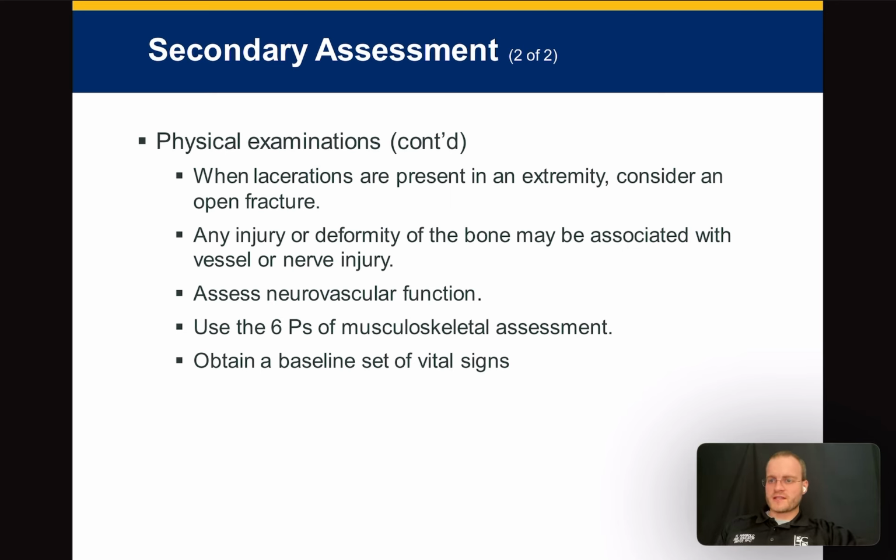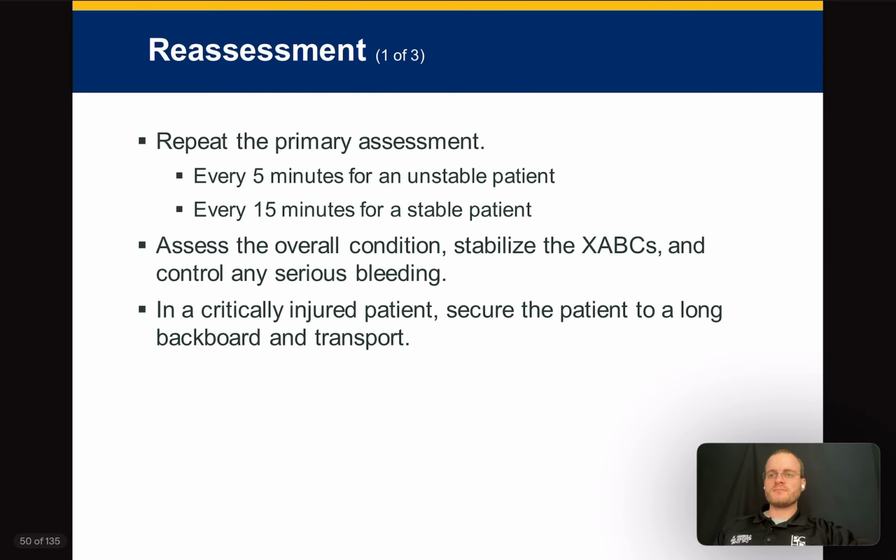So obtain a baseline set of vital signs. Now repeat the primary assessment every 5 minutes for unstable patients, every 15 minutes for a stable patient. Assess the overall condition, stabilize the XABCDEs, right, and control any serious bleeding. In a critically injured patient, secure the patient to a long backboard and transport.